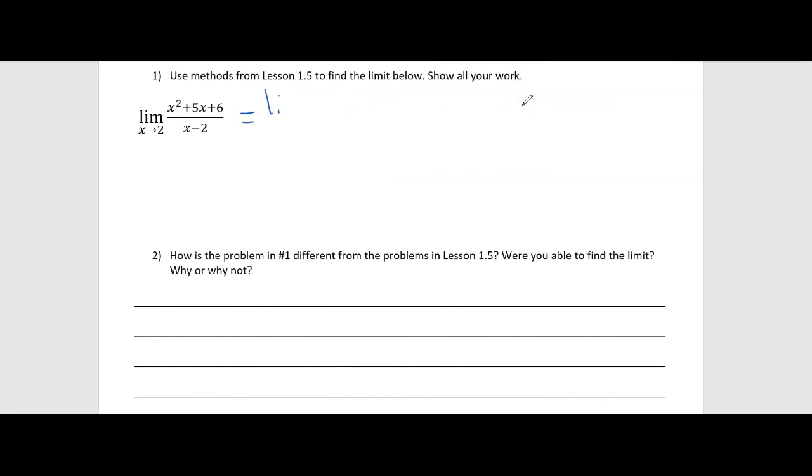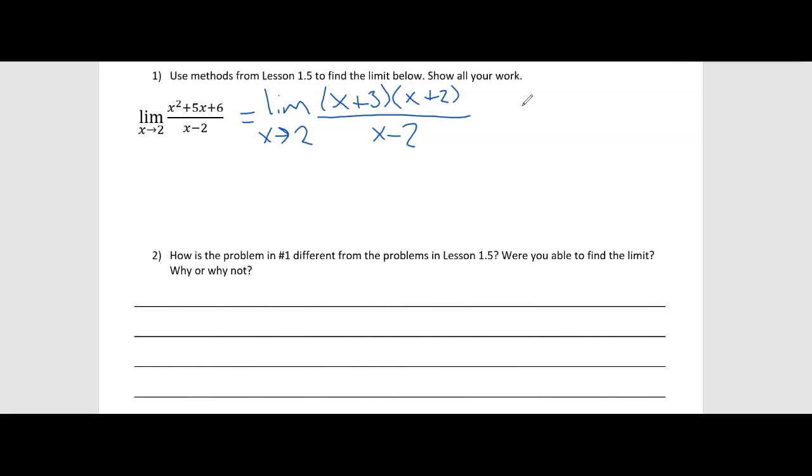If I factor this, again, I'm going to keep my limit notation. And I'm going to get the quantity x plus 3 times the quantity x plus 2 over the quantity x minus 2. Again, we're running into a bit of a problem because we don't have any factors that simplify. So again, we already know this is discontinuous. If we substitute in 2, we end up getting 0 for our denominator, so we're not going to get an actual real number answer for our limit. And we can't simplify any factors.